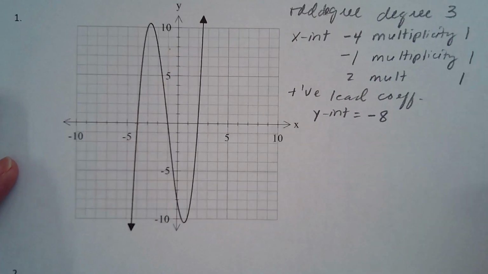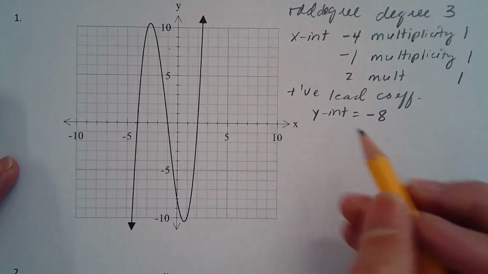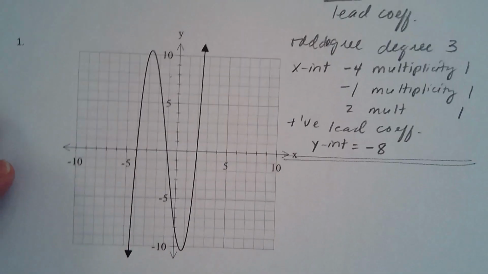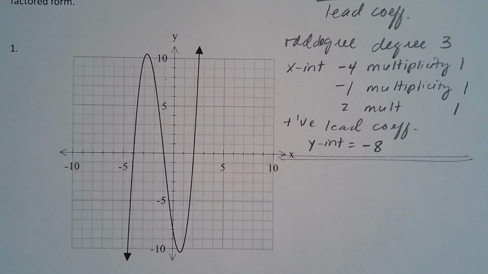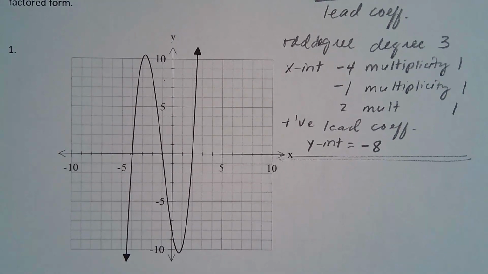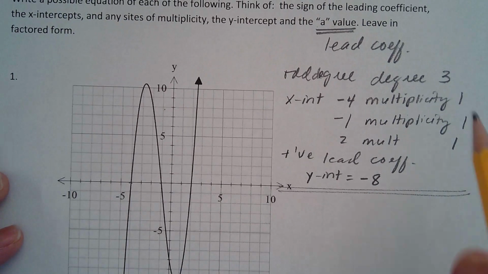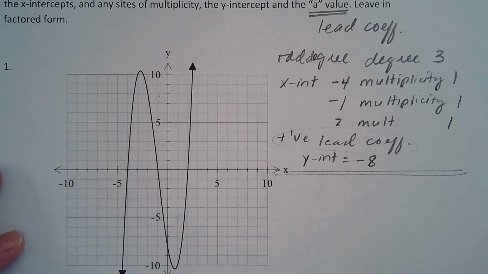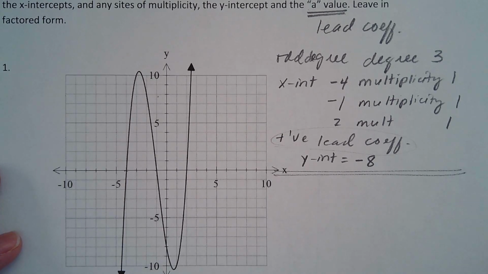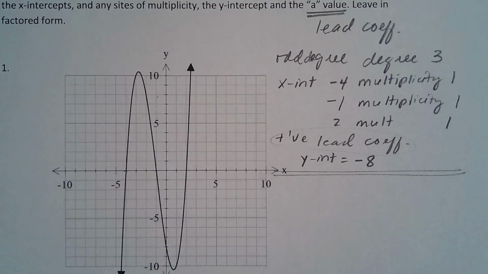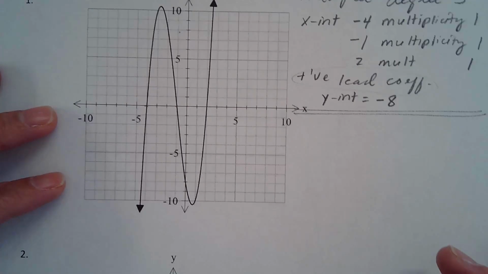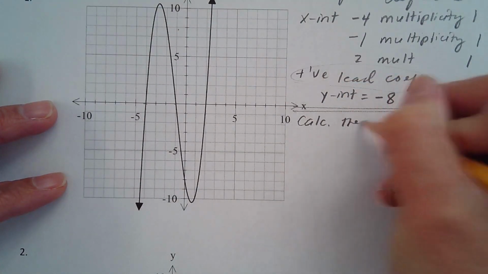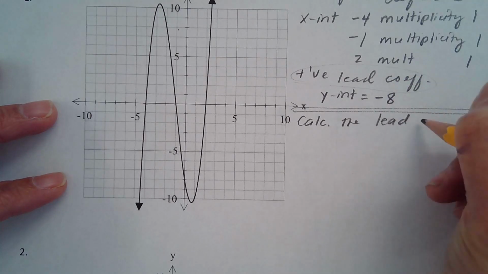Before I go do that, we need to figure out the equation, right? We know that the lead coefficient is positive, but we don't know positive what. Is it +1? Is it +2? Is it +3? +1/2? We don't know. So what we need to do is to calculate the lead coefficient.